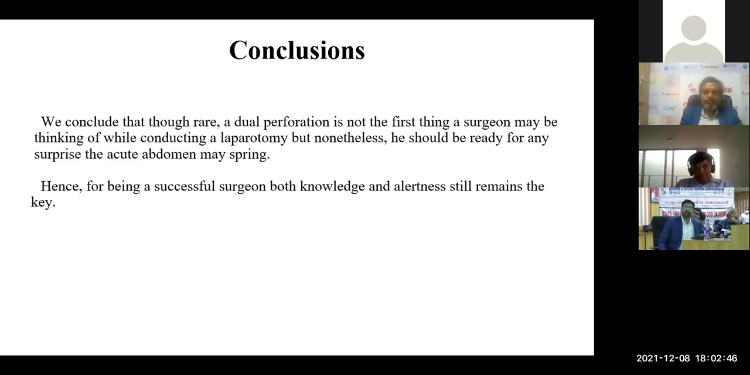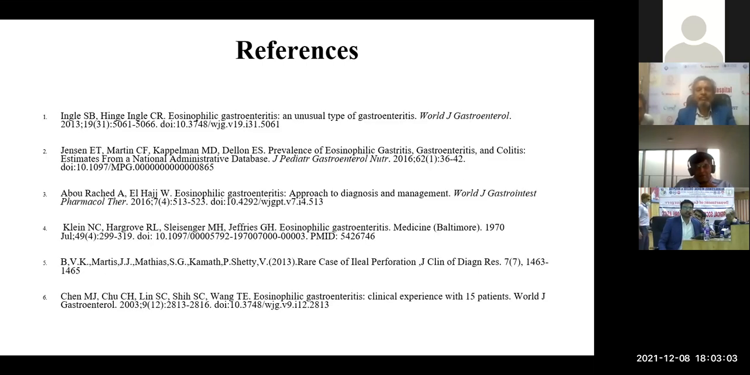Here we conclude that though rare, a dual perforation is not the first thing a surgeon may be thinking while conducting a laparotomy, but nonetheless, he should be ready for any surprise the acute abdomen may spring. Hence, for being a successful surgeon, both knowledge and alertness remain the key. Here are my references. Thank you.